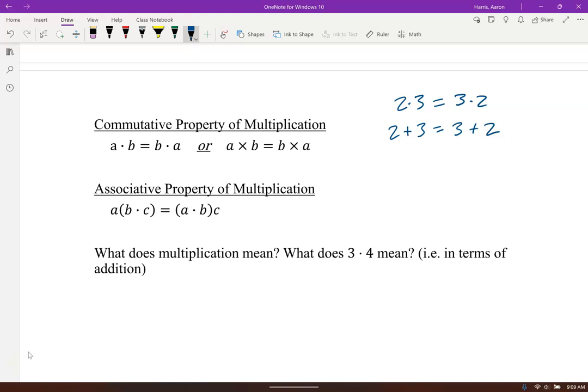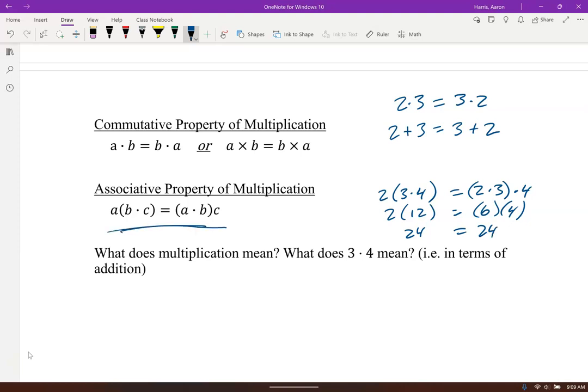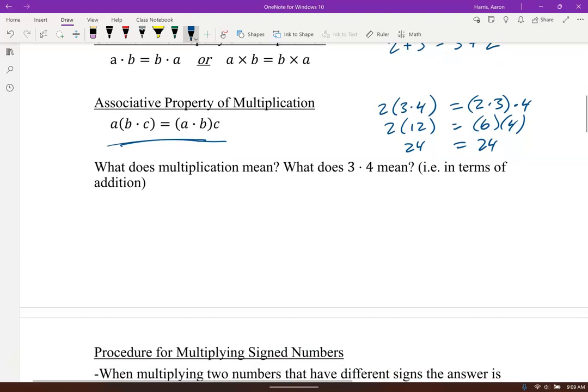The associative property of multiplication says 2 times 3 times 4 is the same as if you do 2 times 3 first and then multiply by 4, right? Let's test it. 2 times 12, 24. Let's test it over here. 6 times 4. Sure enough, they're the same thing, right? The associative property of multiplication.